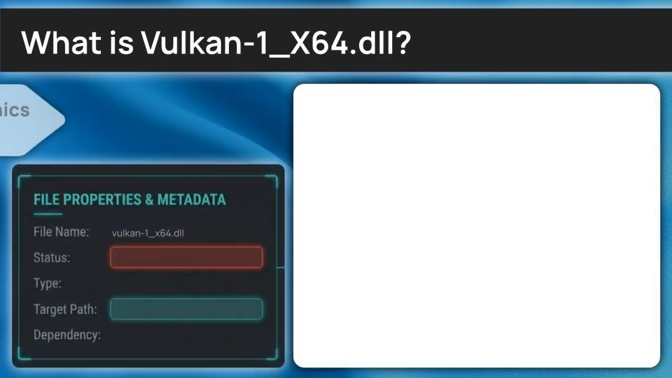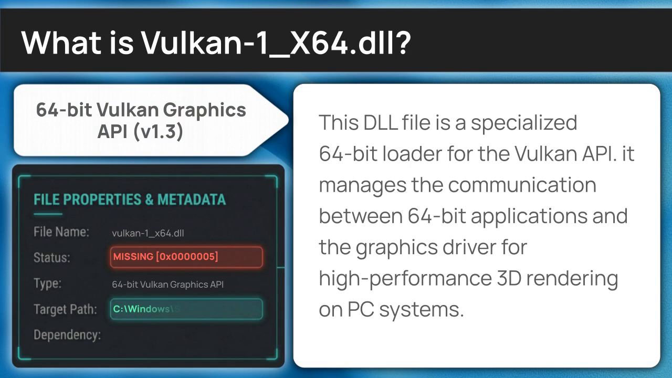This DLL file is a specialized 64-bit loader for the Vulkan API. It manages the communication between 64-bit applications and the graphics driver for high-performance 3D rendering on PC systems.